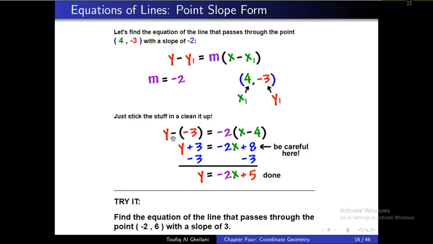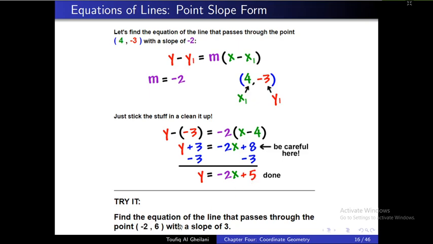So y minus y1, which is minus 3, equal m, which is minus 2, times x minus x1, which is 4. So y plus 3, because negative times negative will give a positive, equal minus 2, we multiply minus 2 inside the bracket, minus 2 times x is minus 2x, minus 2 times minus 4 will give us positive 8. So we put y on one side equal minus 2x, and we transfer 3 to the other side, 8 minus 3 will give us 5. So the slope is minus 2 and the y-intercept is 5.